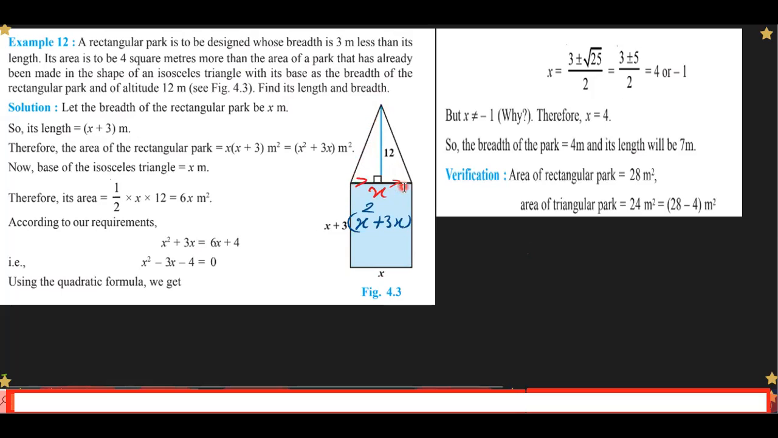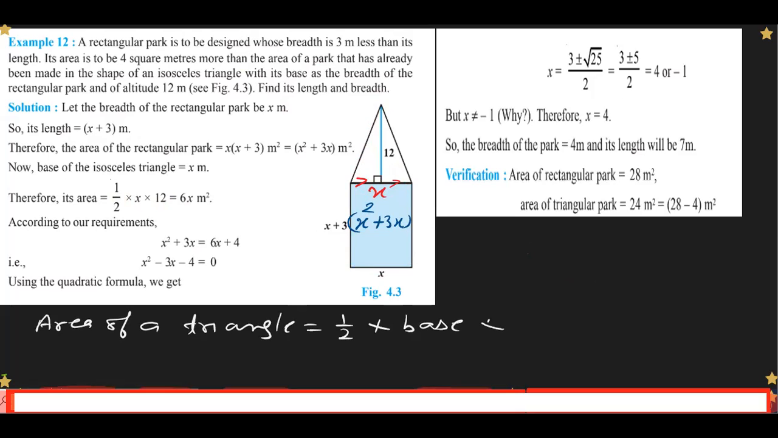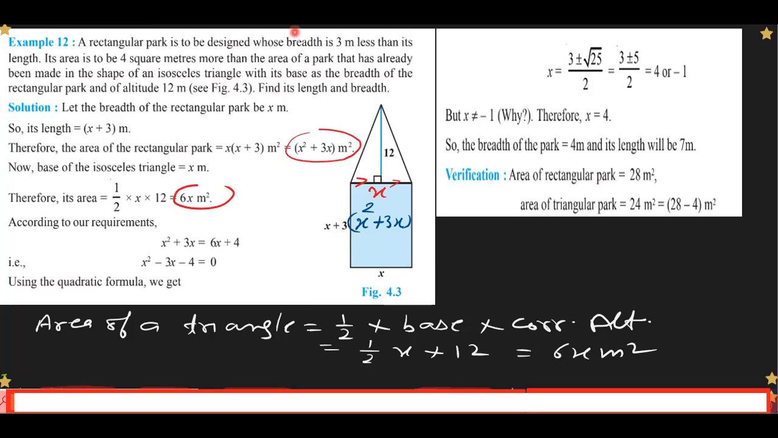And the area of this triangle is given by 1 by 2 into base into altitude. We know the formula: area of a triangle is given by 1 by 2 into base into corresponding height or altitude. 1 by 2, base is x and height is 12, that is 6x meter square, and this is given by x square plus 3x. So its area is 6x meter square.